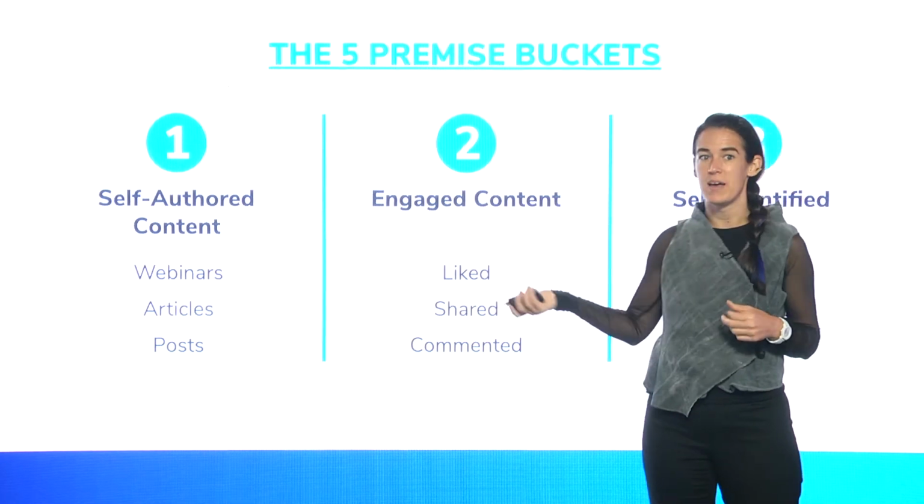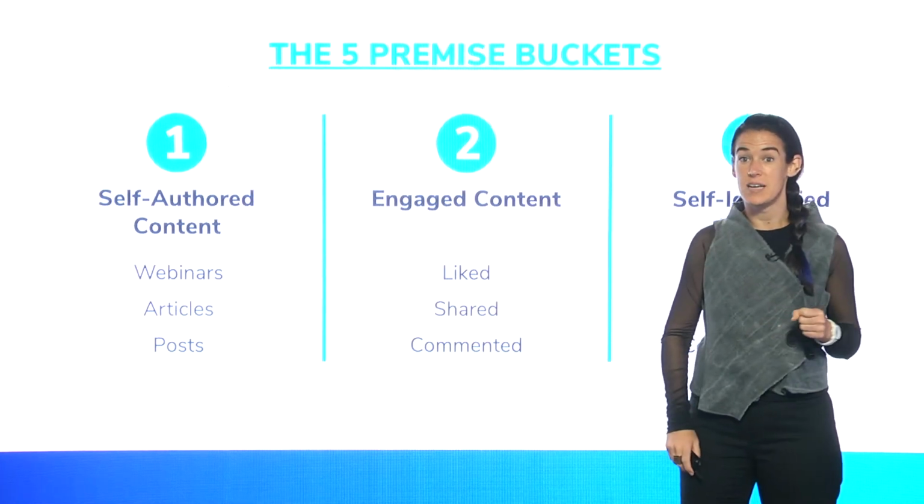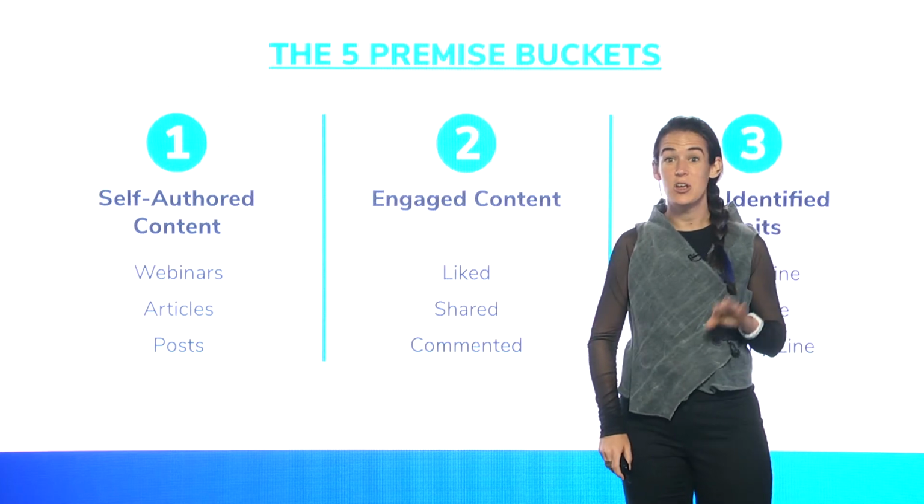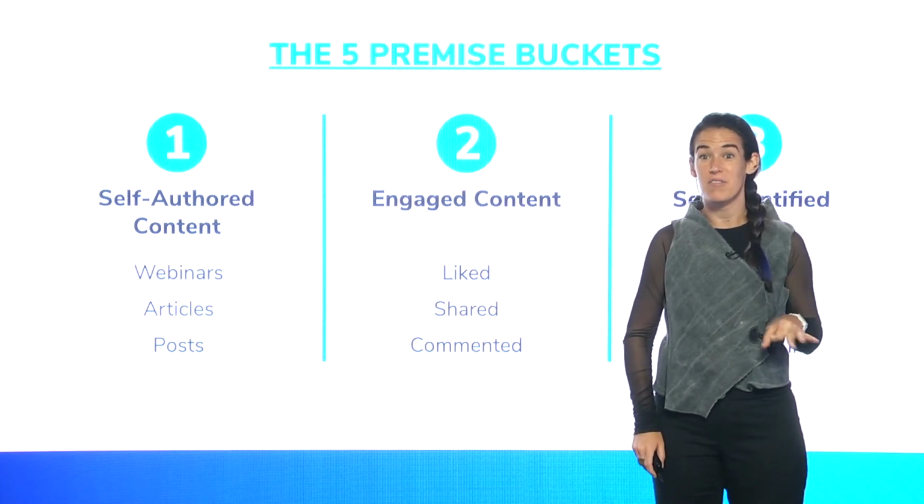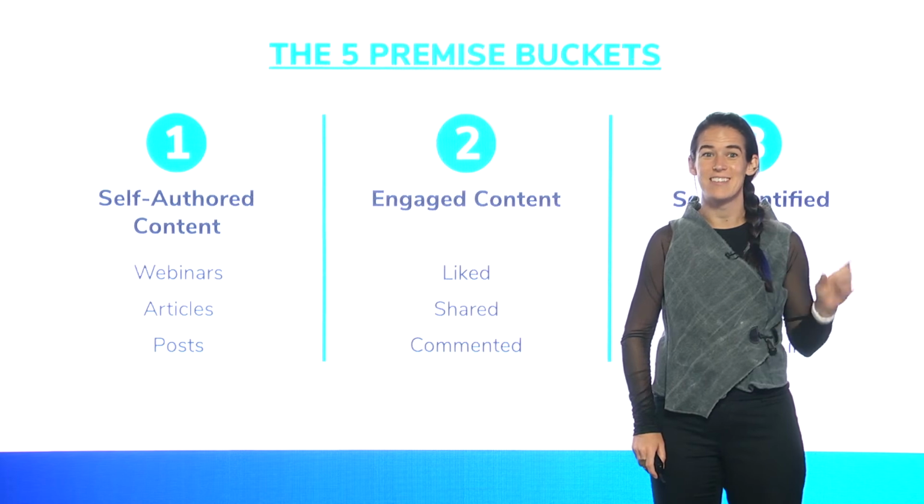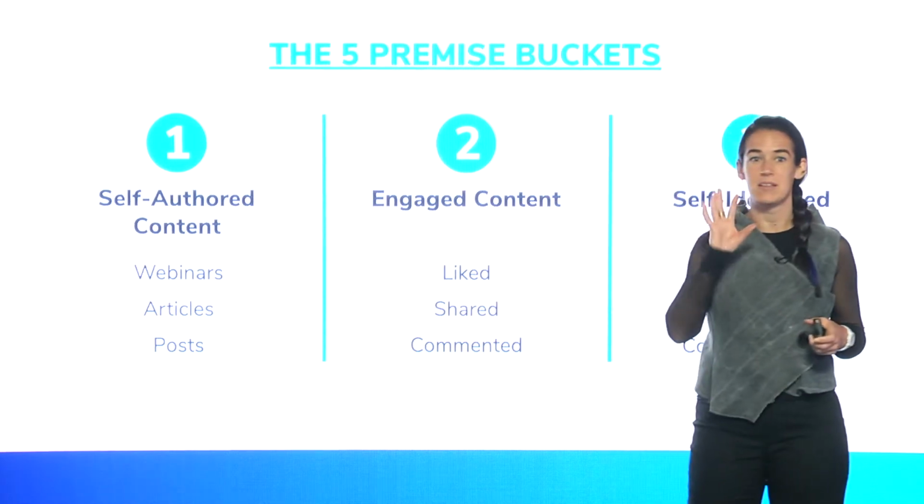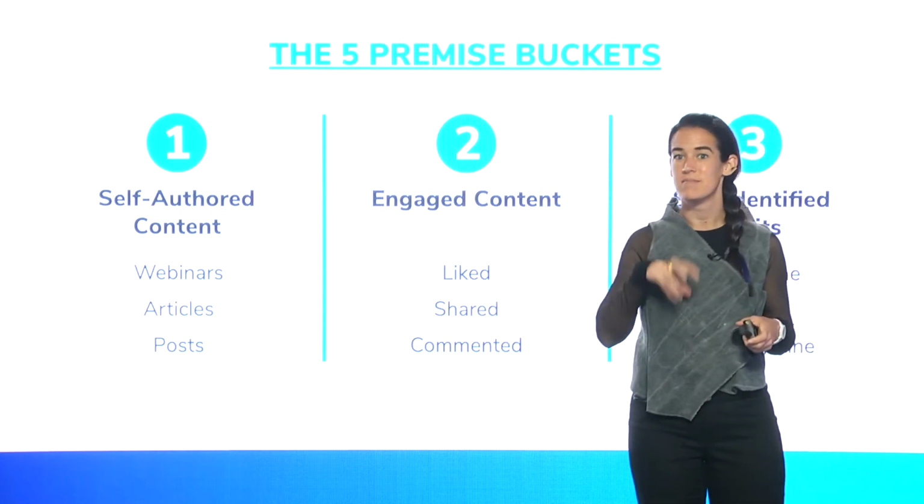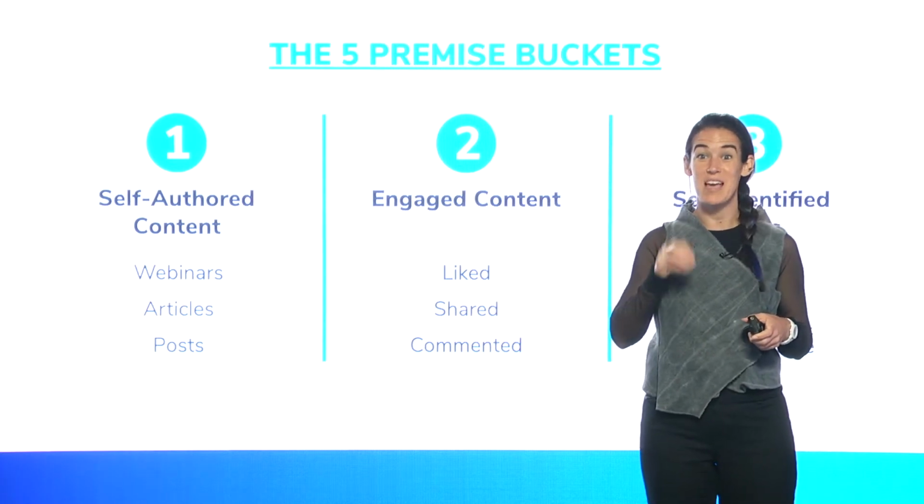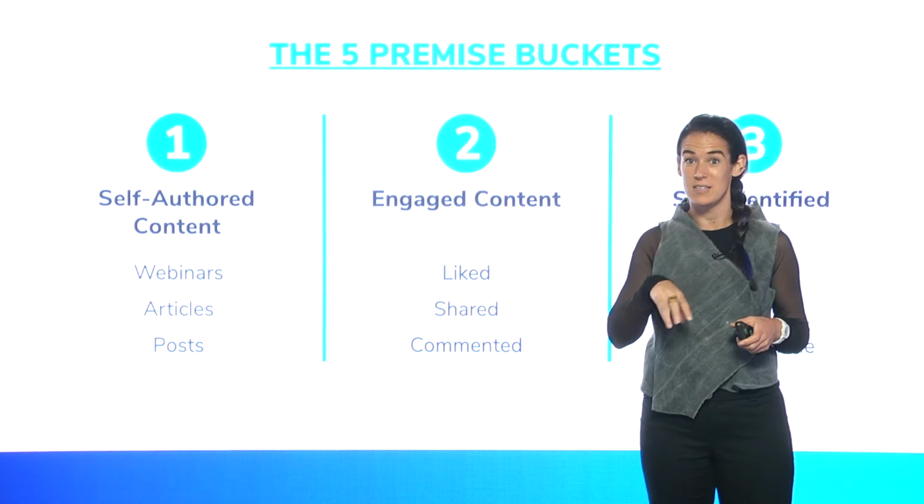Let's start with the first bucket. First bucket is going to be self-authored content. So this is going to be anything that your prospect authored themselves. Anything that they wrote, anything that they said, anything that they posted. So I put 3 options here, but basically webinars, articles, posts, videos, things that they've done where they have been the sole contributor to the content.